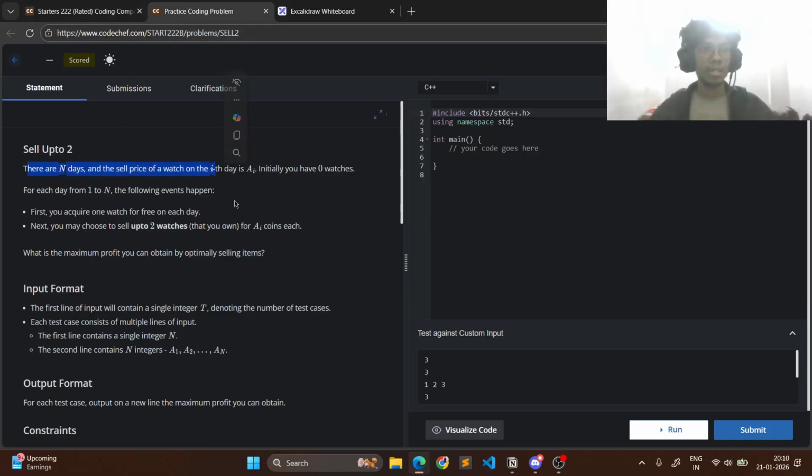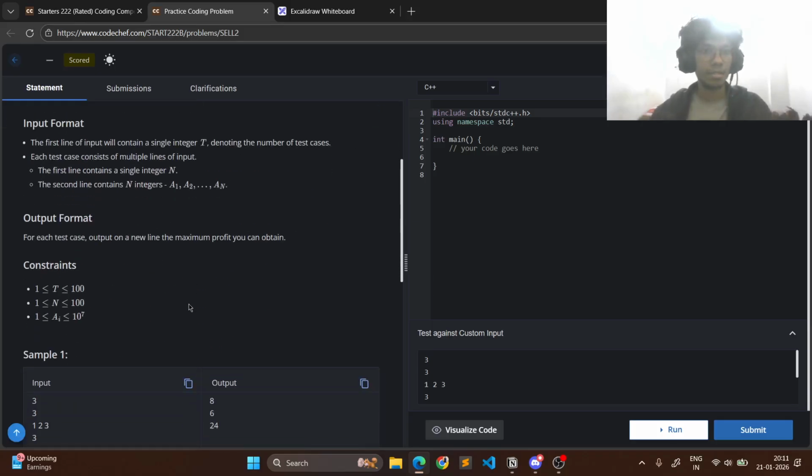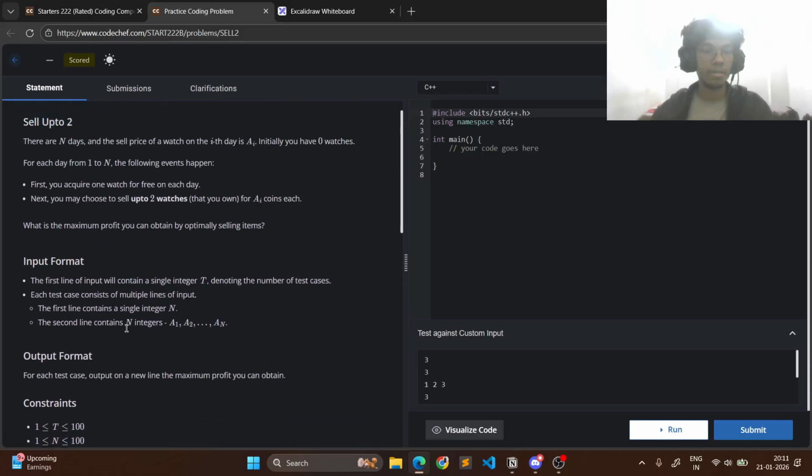Sell up to 2. There are n days and the sell price of a watch on the ith day is A[i]. Initially you have 0 watches. For each day from 1 to n, the following events happen. First, you acquire 1 watch for free on each day. Next, you may choose to sell up to 2 watches that you own for A[i] coins each. Find the maximum profit you can obtain by optimally selling them. Constraints are again very small.